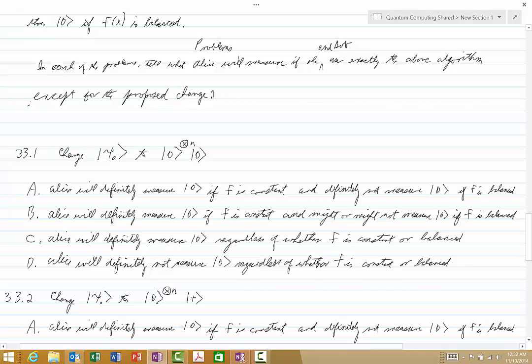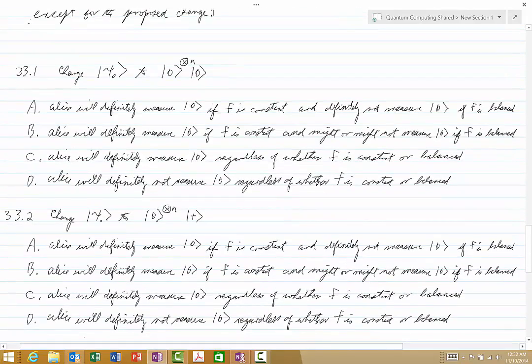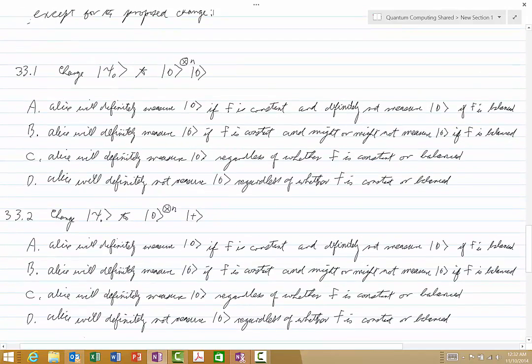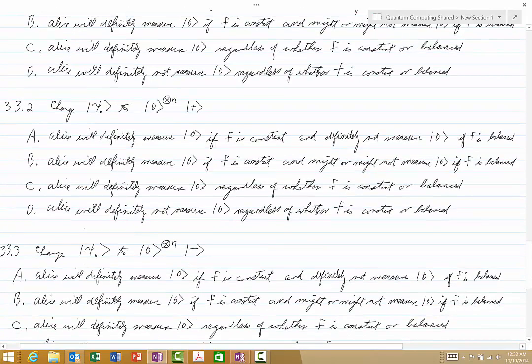For problems 33.2 and 33.3, those options A, B, C, and D are the same. The only thing that's different is the proposed change. So in 33.2, the proposed change is to make C0 equal to n zeros for the first n qubits, and then plus for the last qubit. And for 33.3, we change C0 to n zeros and then minus for the last qubit.